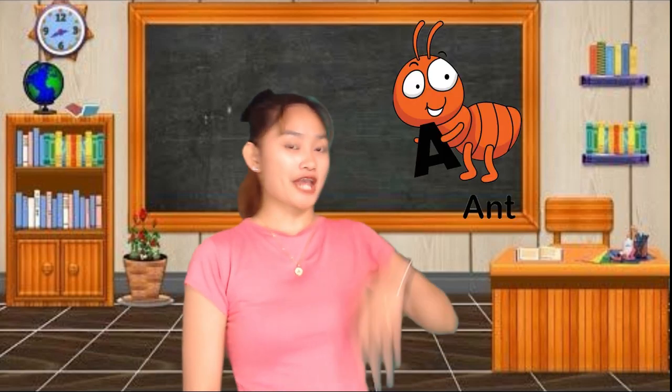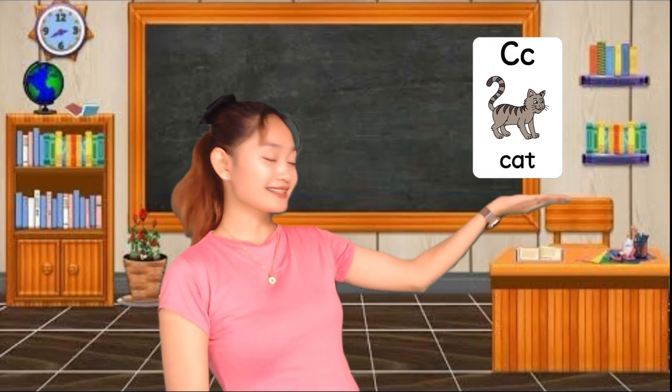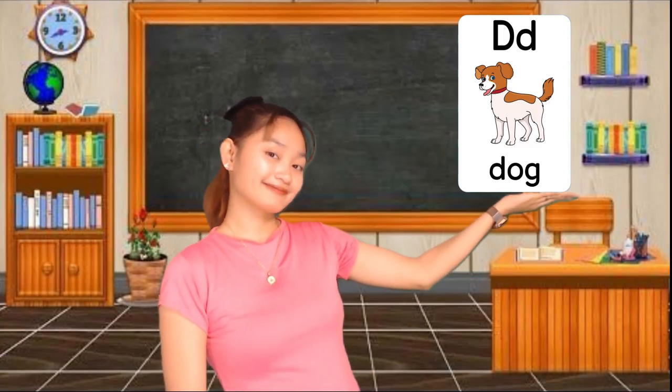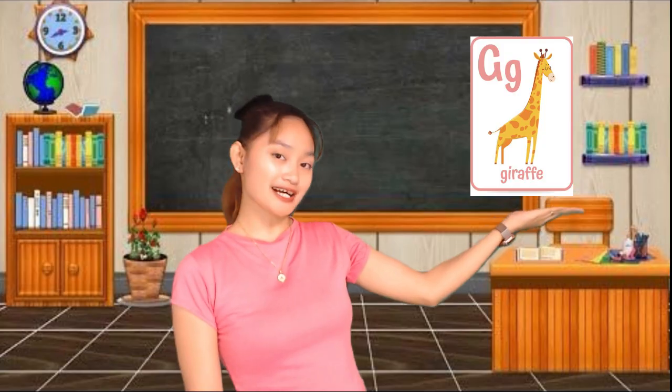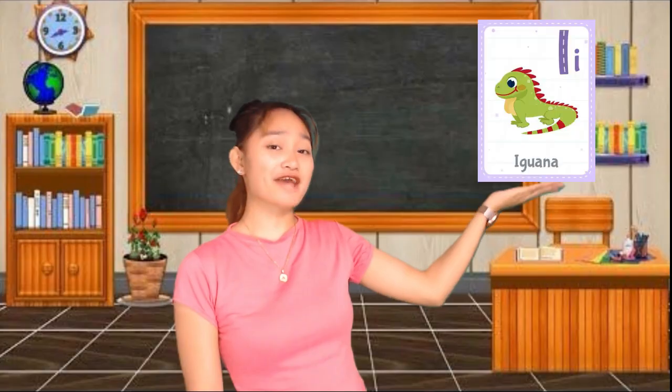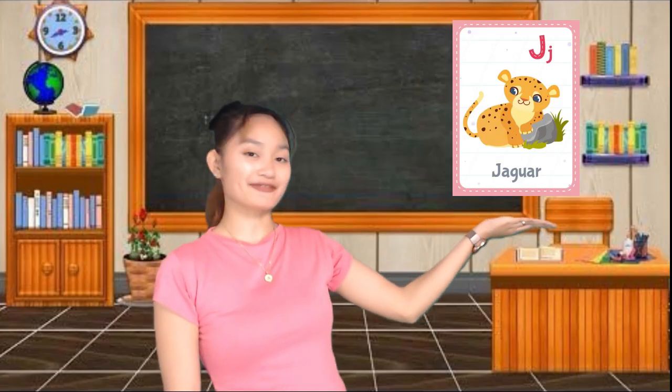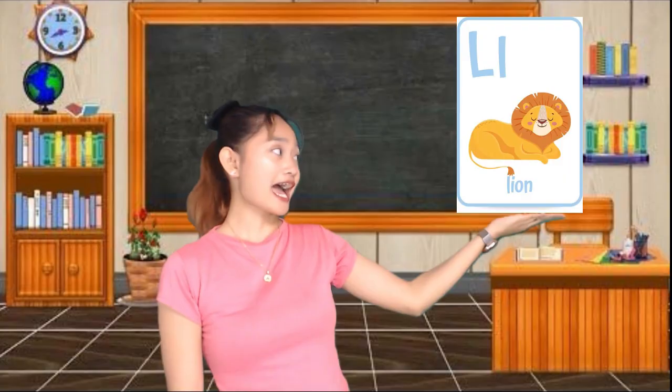Hello guys, I'm Teacher Angel. Let's study the alphabet. A for ant, B for bat, C for cat, D for dog, E for elephant, F for frog, G for giraffe, H for horse, I for iguana, J for jaguar, K for kangaroo, L for lion, and M for map. And now, Teacher Andrea will continue the next letter.